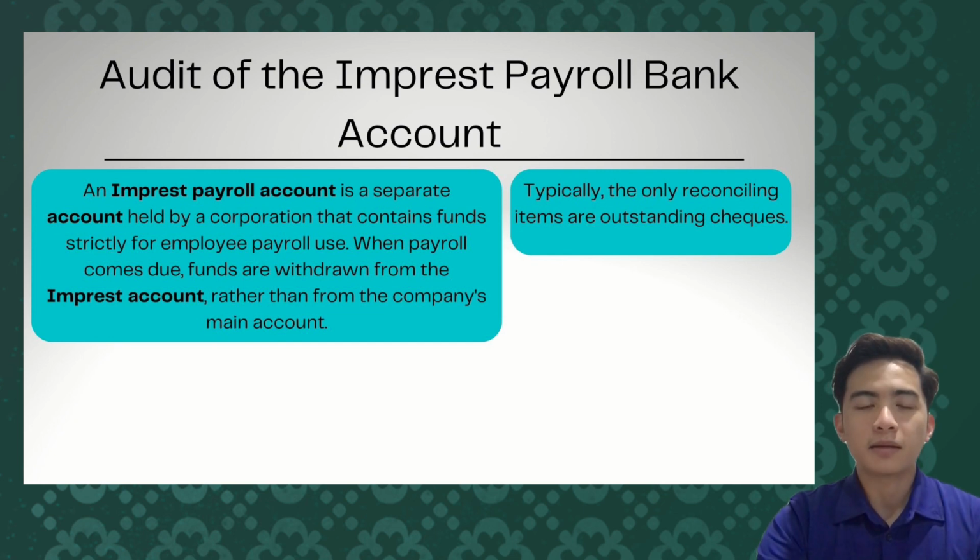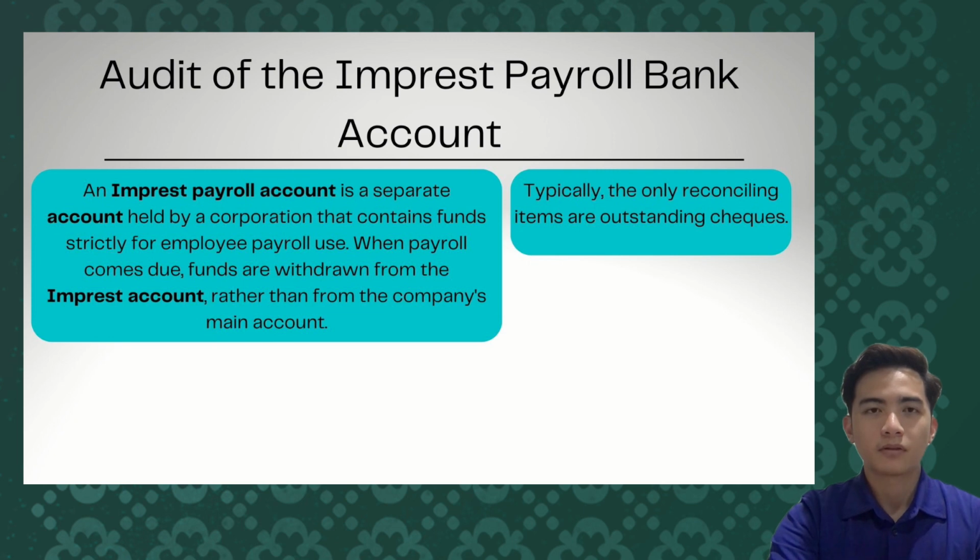If there is an imprest payroll account and an independent bank account reconciliation, such as that stated for the general account, the payroll bank reconciliation test should take only a few minutes. Outstanding checks are usually the only item that needs to be reconciled. For most audits, the great majority of these clear shortly after the checks are issued.